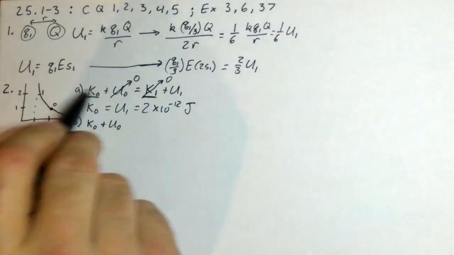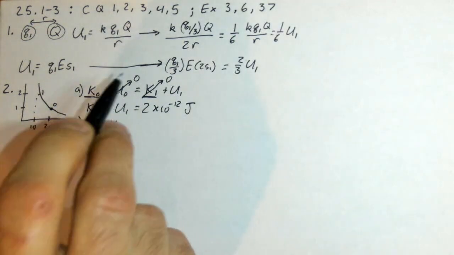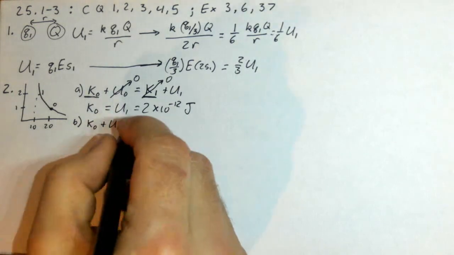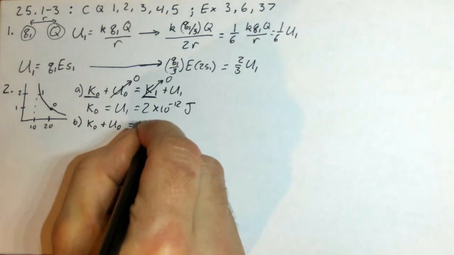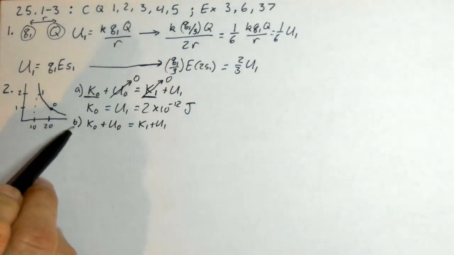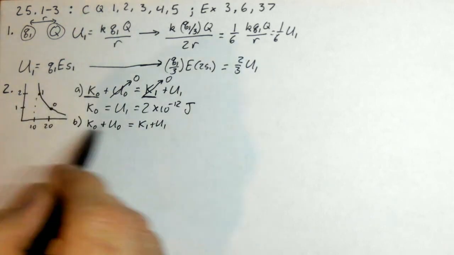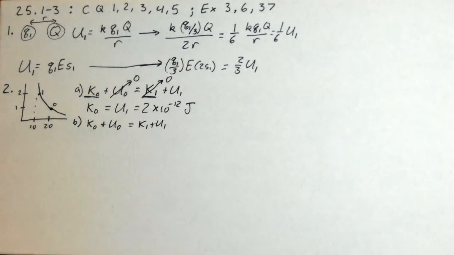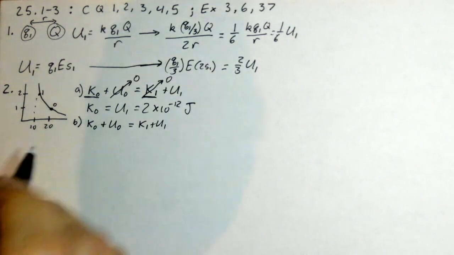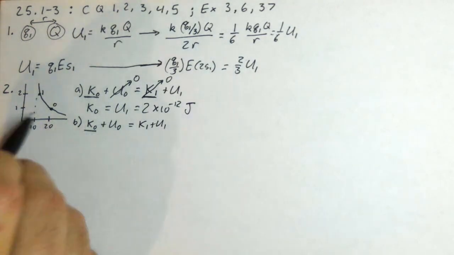Now that's different than the states I chose up here for my indices, so you have to make sure you keep things straight. Okay, but that's going to equal K1 plus U1. So my initial state for part B is here. My final state for part B is here. Alright, so with that in mind, can you find this unknown kinetic energy? How much energy does it have right here?